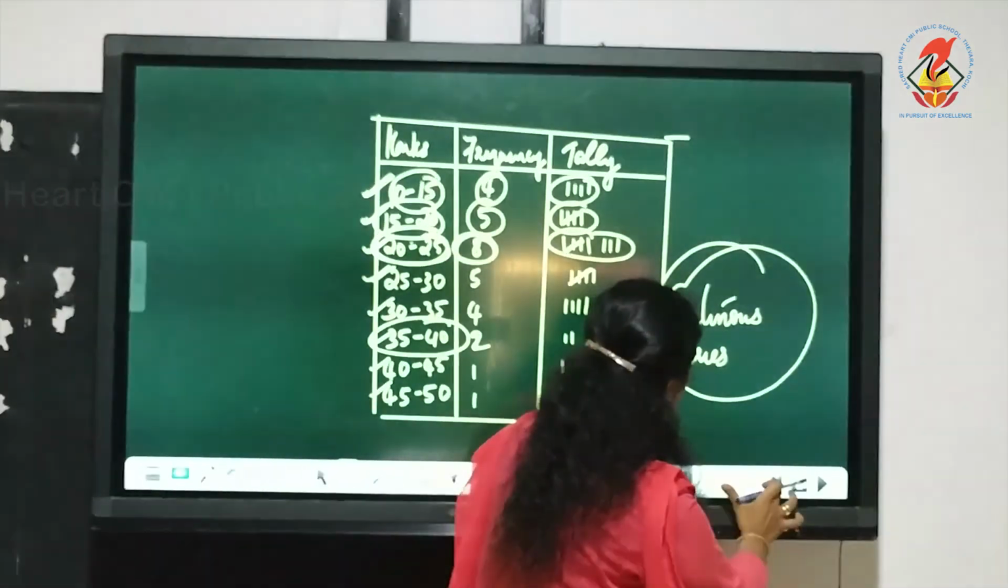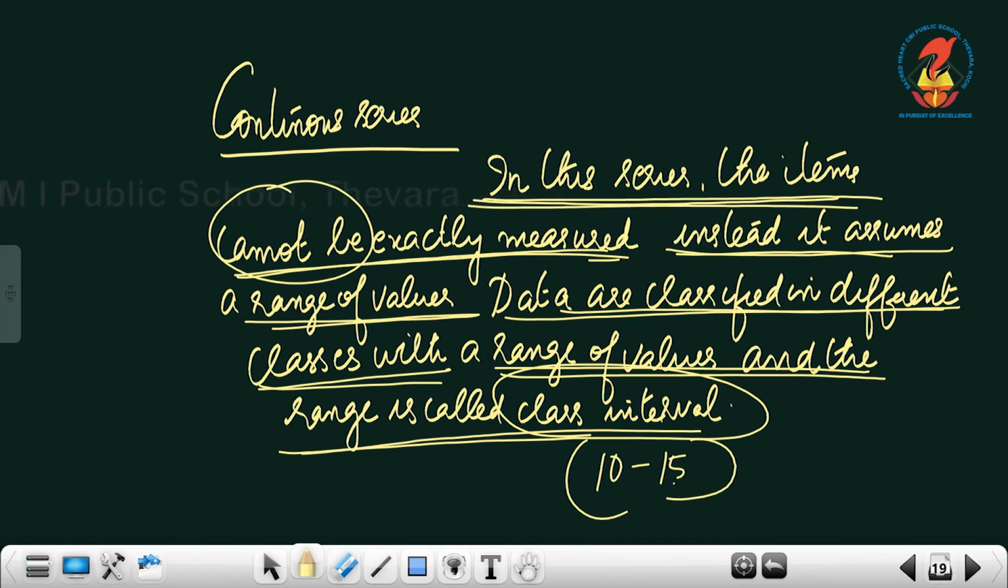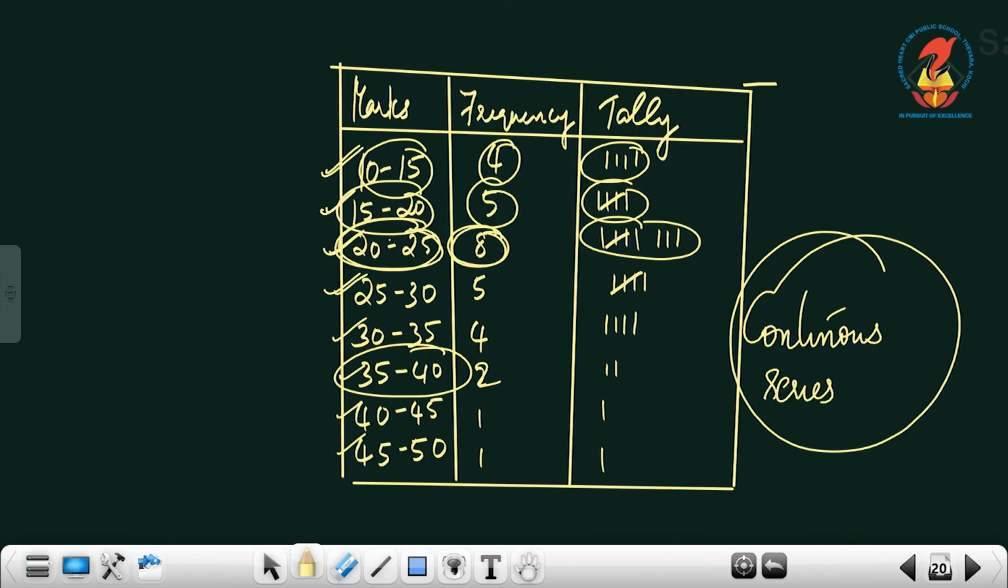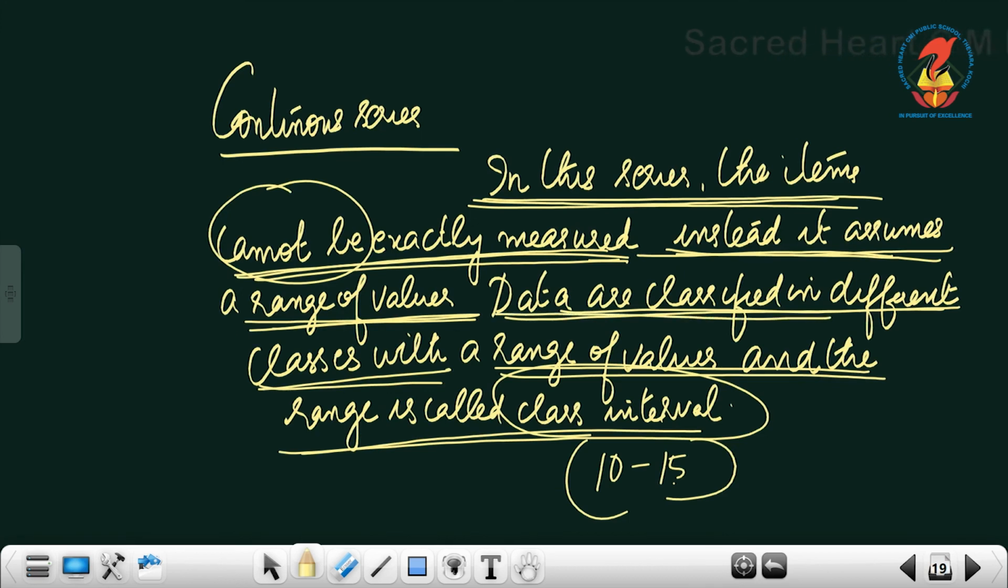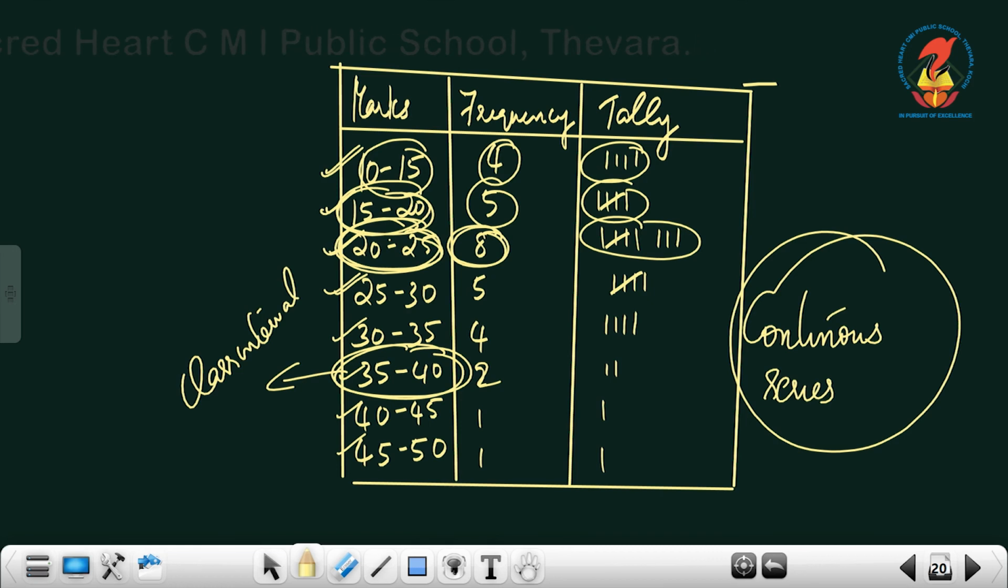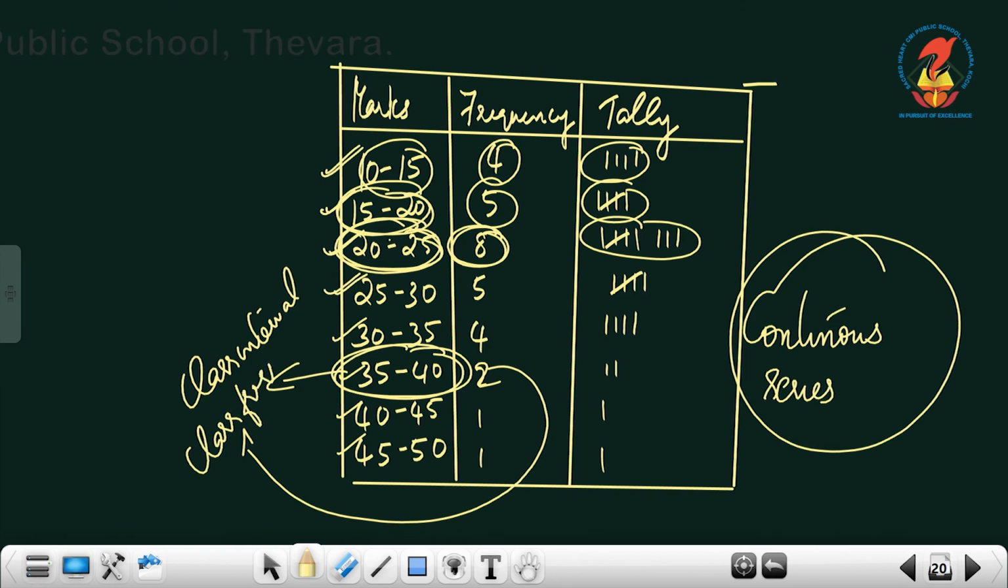Now we will go back to the definition. What is the definition? In this series, items cannot be exactly measured. Instead, it assumes a range of values. Items cannot be exactly measured here, isn't it? Instead, it will assume a range of values. Data are classified into different classes with a range of values, and the range is called a class interval. And this range of values is known as a class interval, and the frequency related to this class interval is known as class frequency.